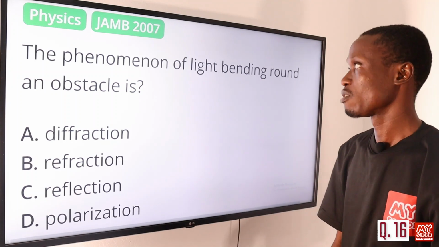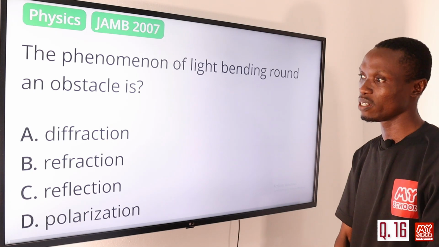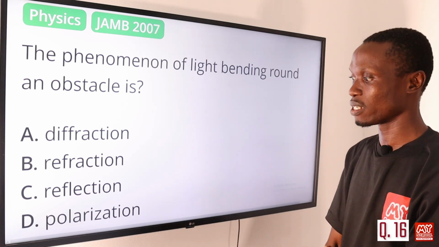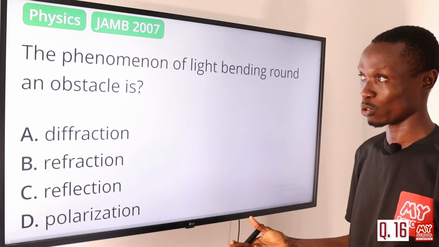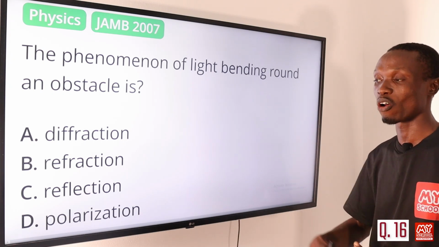Question 16. The phenomenon of light bending around an obstacle is A, diffraction, B, refraction, C, reflection, and D, polarization. So the answer to this question is option A, diffraction. Diffraction is the phenomenon of light bending around an obstacle.